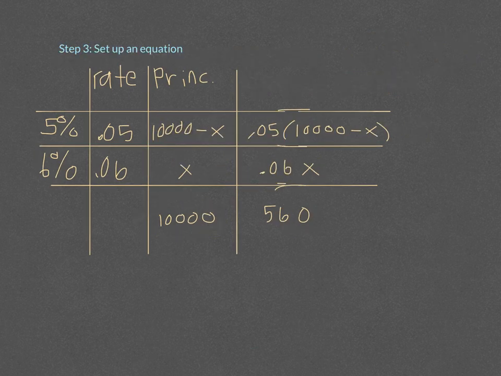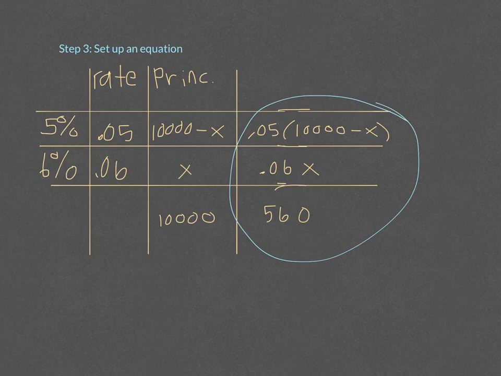The third step in solving a word problem would be to set up an equation. And when we're setting up an equation, we are writing the equation out using all of the expressions and how they relate together. So in this case, we want to look at this column. We now have an expression relating the amount earned for the 5% account and the amount earned for the 6% account.